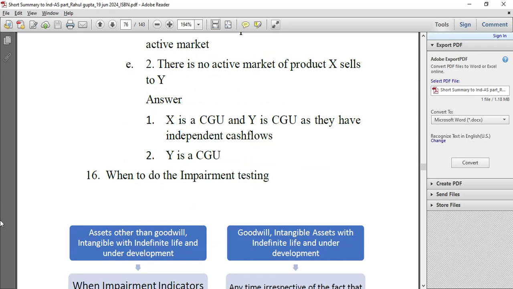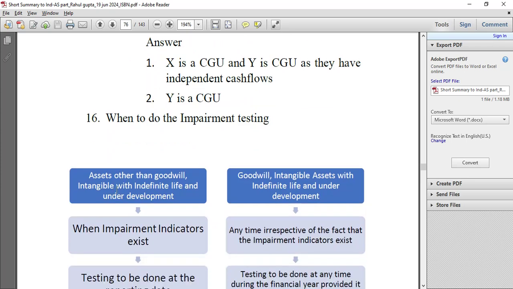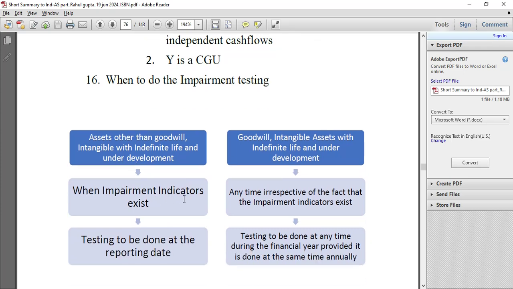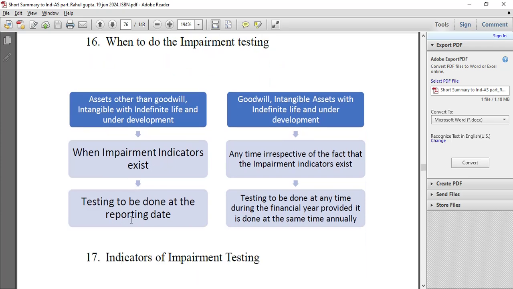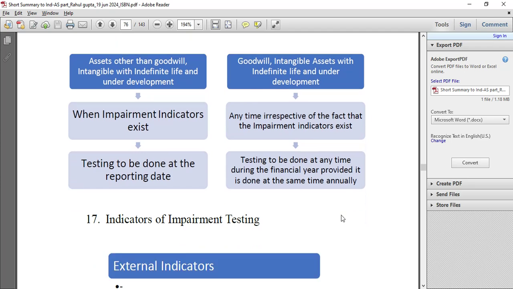When to do the impairment testing? Assets other than goodwill, intangible assets with indefinite life and under development are tested for impairment when impairment indicators exist, and testing is to be done at the reporting date. Goodwill, intangible assets with indefinite life and under development are tested anytime, irrespective of whether impairment indicators exist. Testing can be done at any time during the financial year, provided it is done at the same time annually.